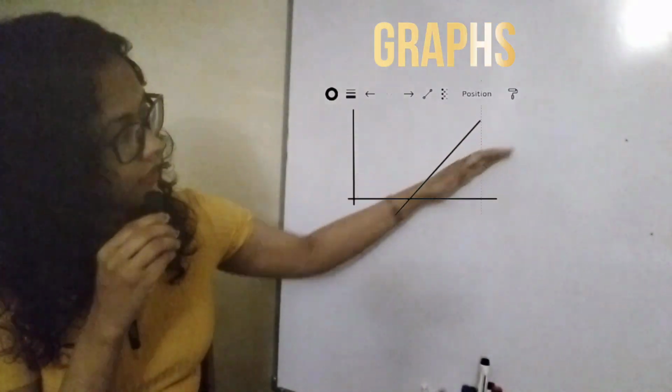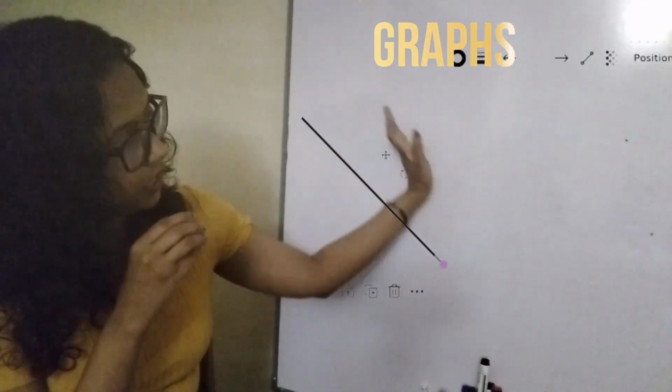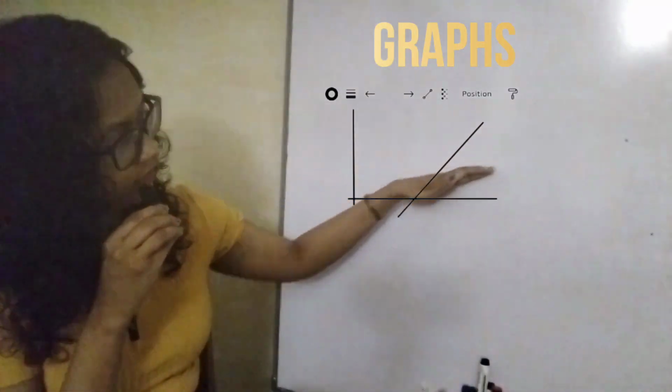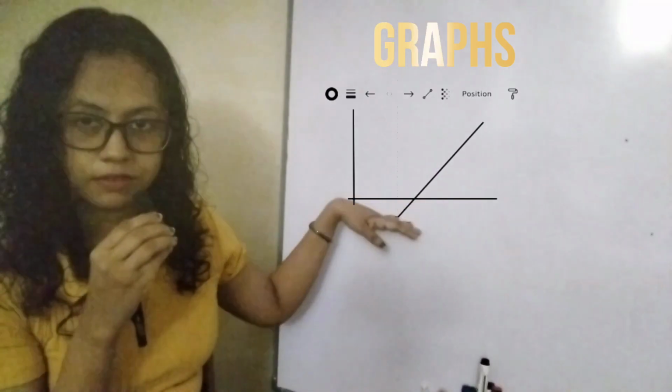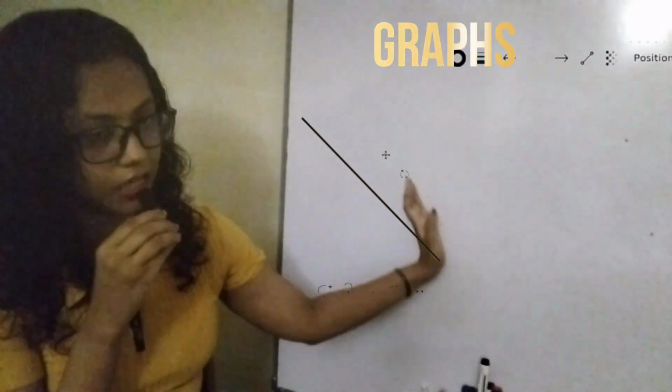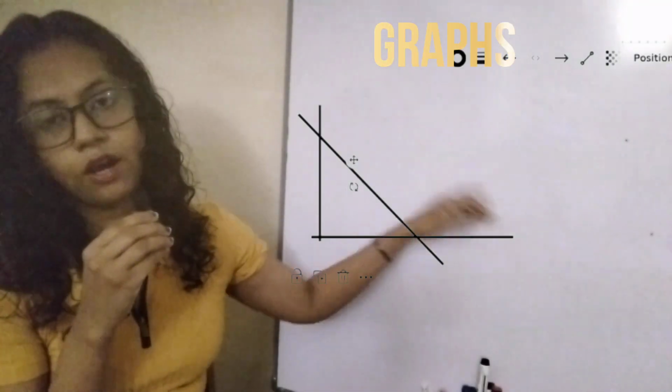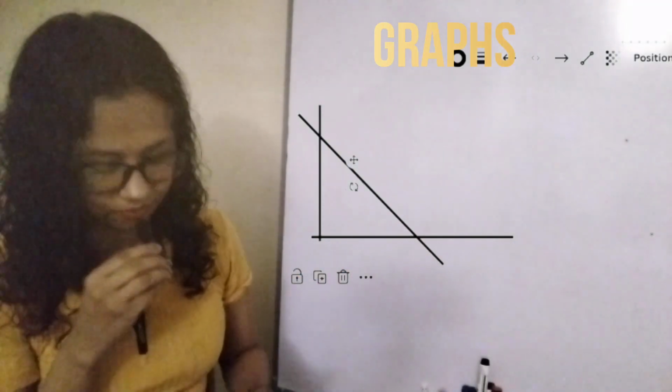Lines like this have positive gradients. Lines like this have negative gradients. Positive gradients mean the graph and the positive x-axis have acute angles. Negative gradients mean the graph and the positive x-axis have obtuse angles. Right? Hope you could understand.